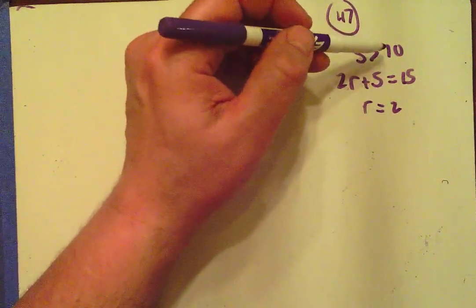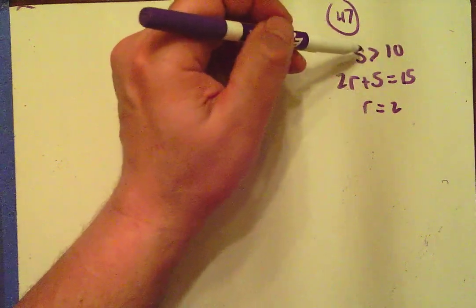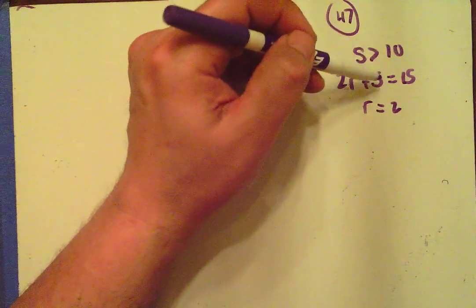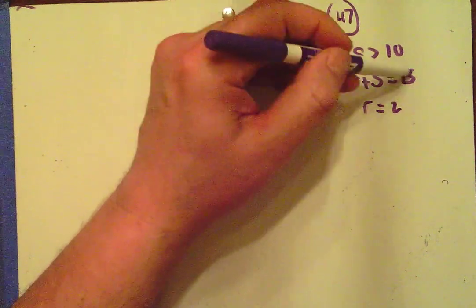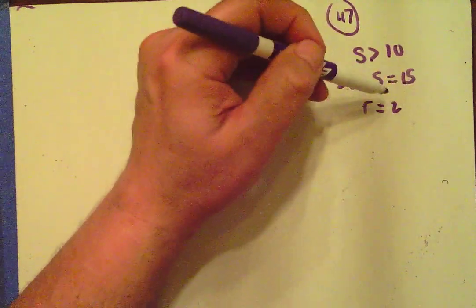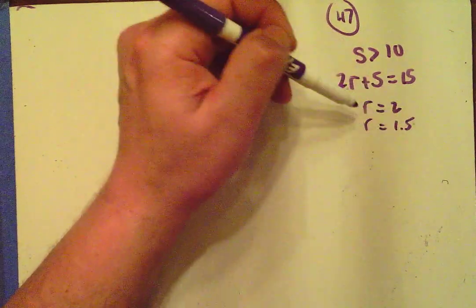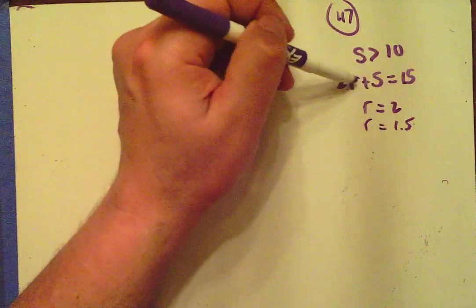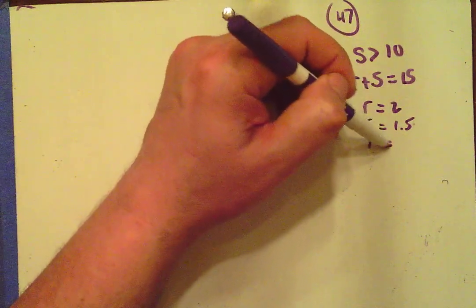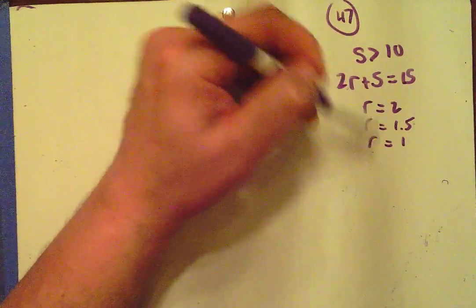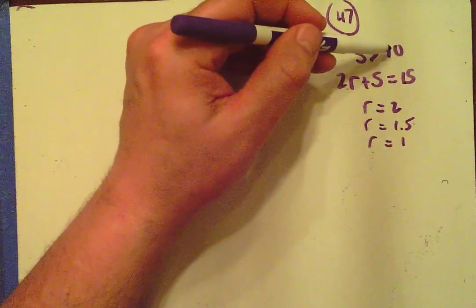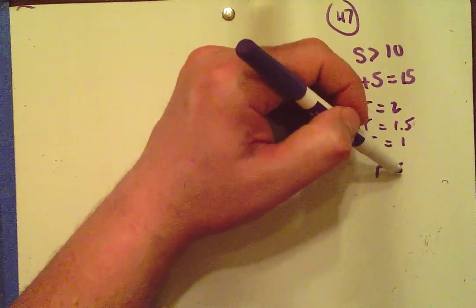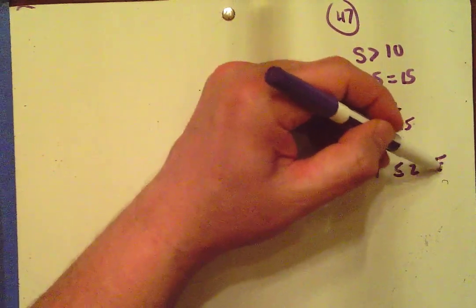Now, if I put in an s value bigger than 10, but bigger now than 11, like 12, I put a 12 in here and subtract 12 from both sides, I get 2r equals 3, or r equals 1.5. And if I put a 13 in here for s and subtract 13, I get 2r equals 2, or r equals 1. I notice these r values are getting smaller and smaller the larger the s value is that I plug in. So I think r has to be less than or equal to 2, and that's choice E.